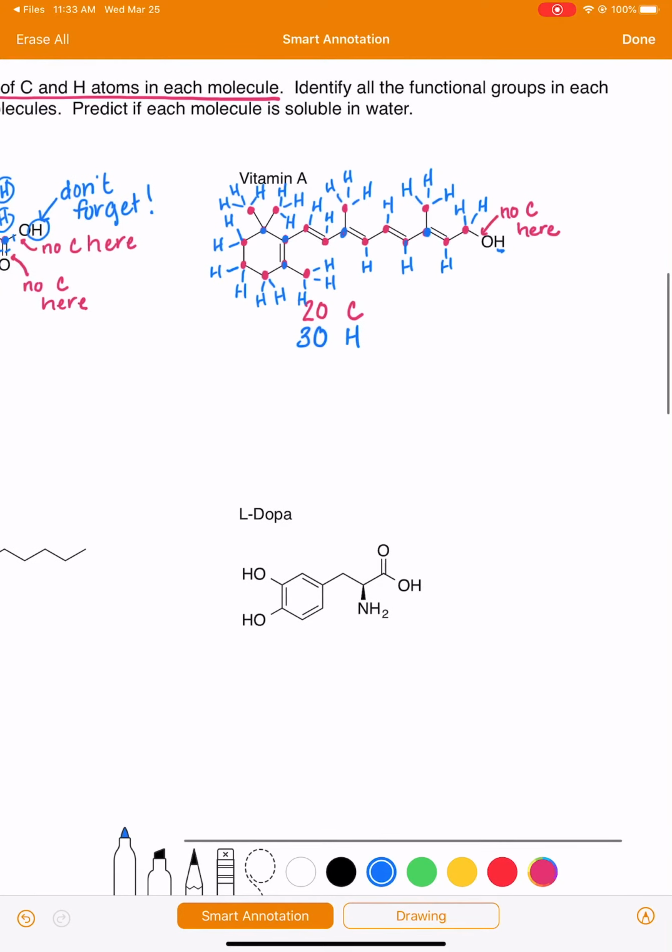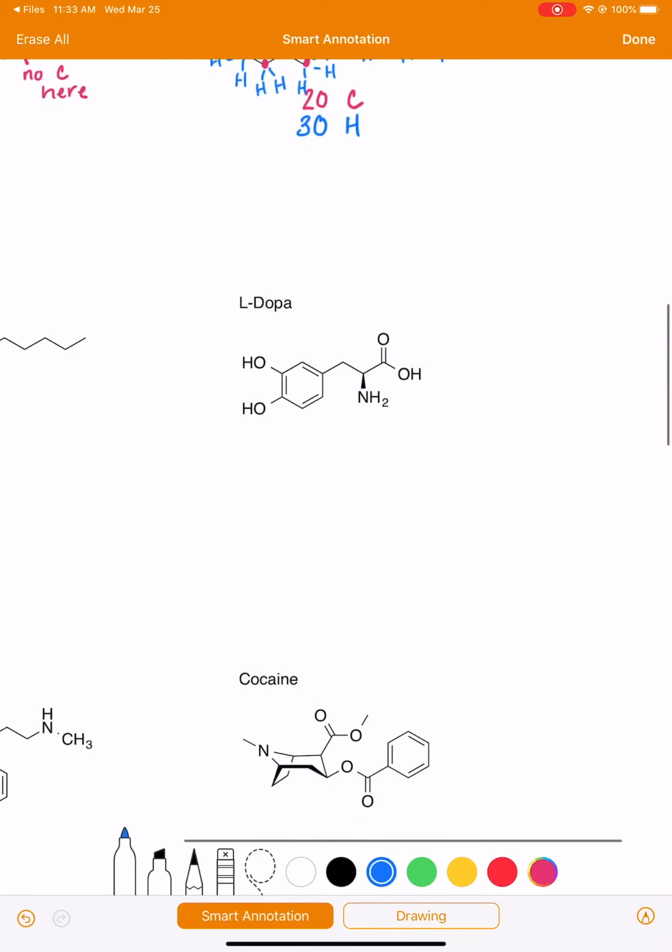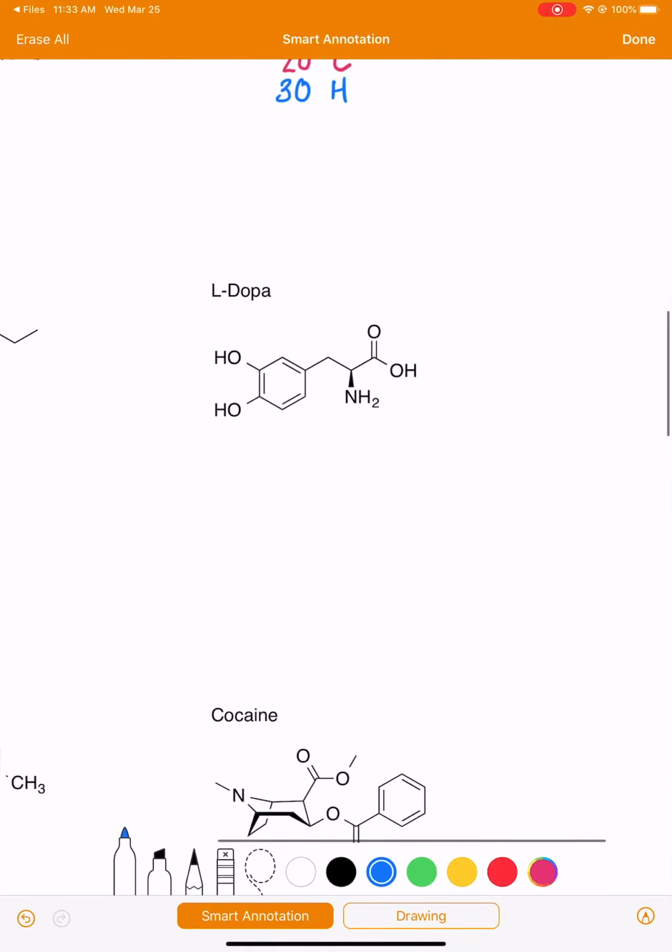Let's move down. We're going to do just one more of these. Let's do L-Dopa. So again, let's start by finding our carbon atoms. 1, 2, 3, 4, 5, 6, 7, 8, 9. So there's 9 carbons on this molecule.